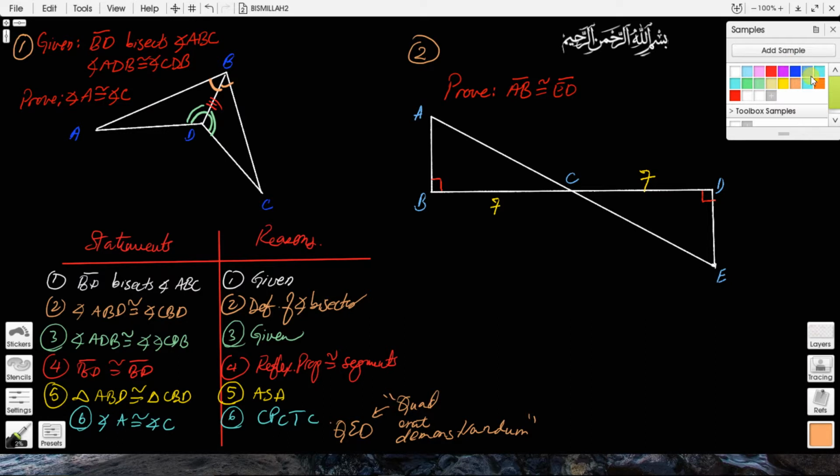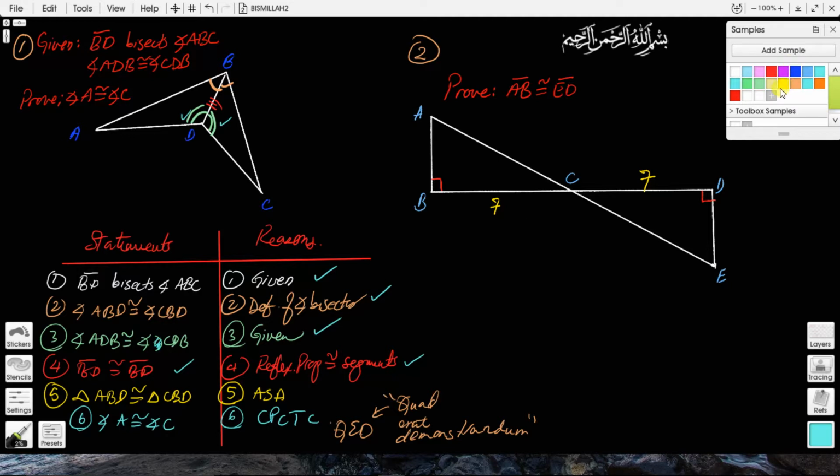If you were to write a proof for this, this is how it would look, at least the way I did it. First we stated BD bisects angle ABC. That was given, and from there we concluded that angle ABD, this one over here, was congruent to CBD, that one over there. That's from the definition of angle bisector. Then we said ADB is congruent to CDB. That's this angle and that angle. That was given to us. And then I said BD is congruent to itself from the reflexive property of congruence for segments.